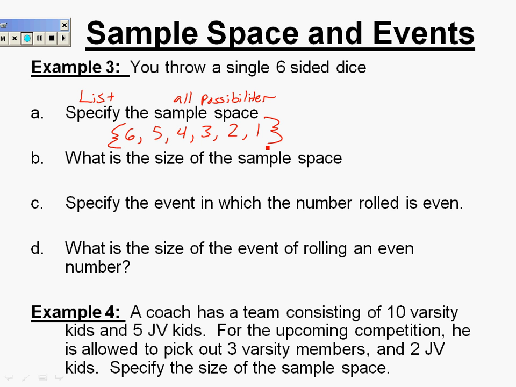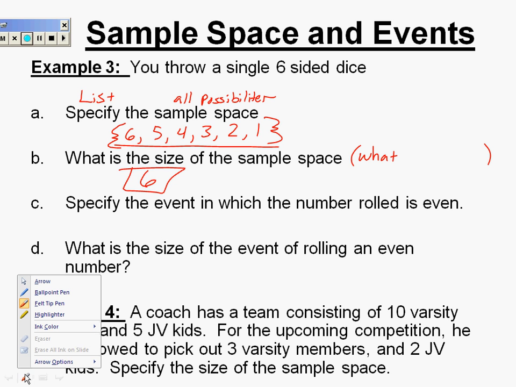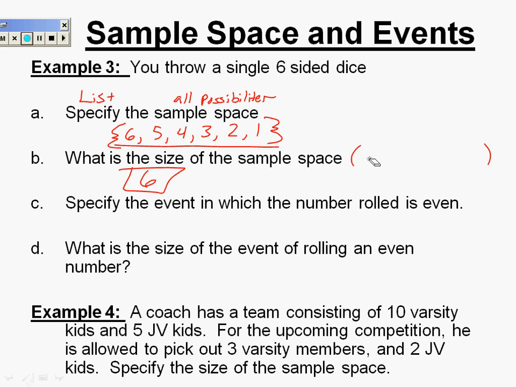Now, another question that might be asked is not specify, not list all the possibilities, but what's the size of the sample space? That means how many items are in the list. So how many items are in this list? There's 6. That's the size. And if you want to write this off to the side here, so it's in English for you. Let me rephrase that. How many outcomes are possible? Or how many items are in your list?